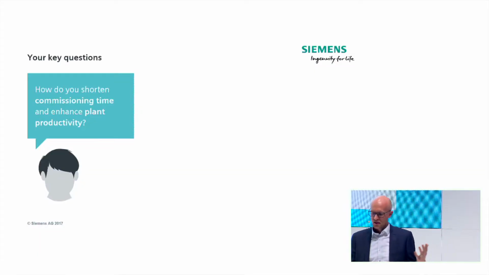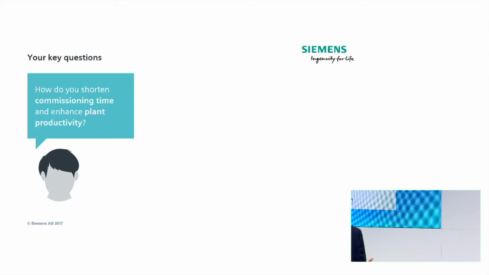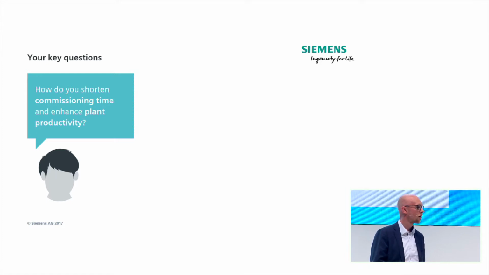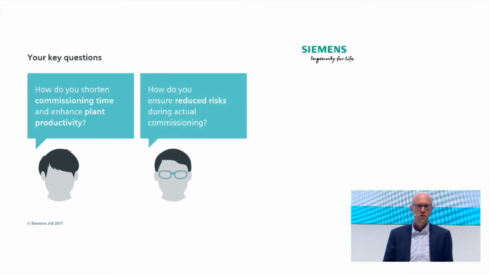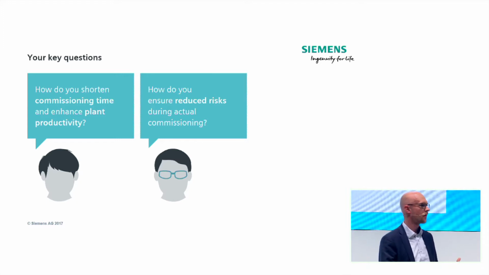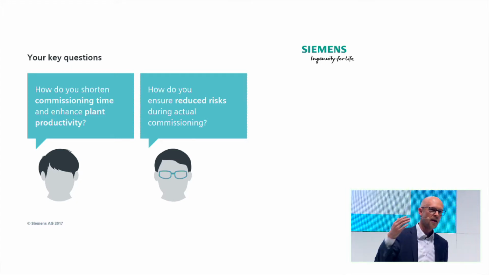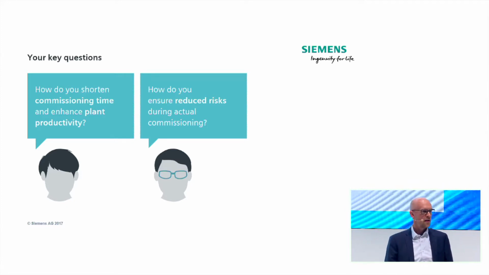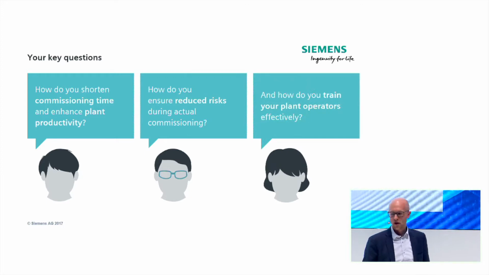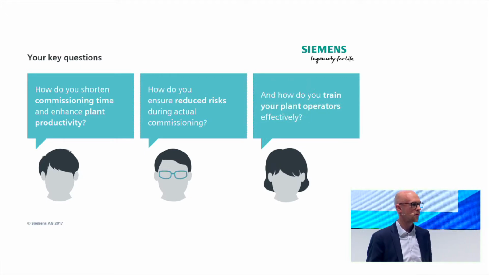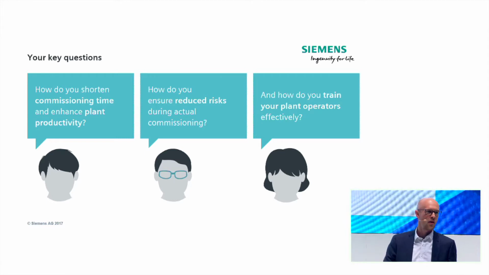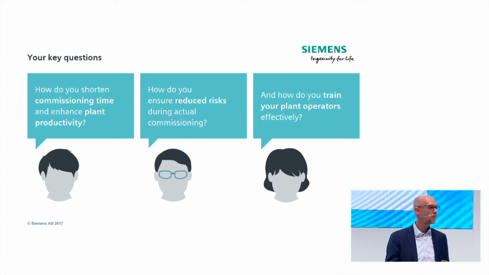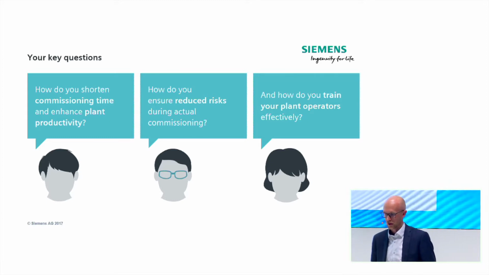How can I decrease my commissioning time to the minimum possible amount? How can I boost my plant productivity? How do I reduce all the risks of having untested software which I connect to the real production machines? How do I manage that? And last but not least, what about my operators? How do I train my operators who have never dealt with that plant, with that machine before, in an efficient manner so that they can run the production safely and efficiently?